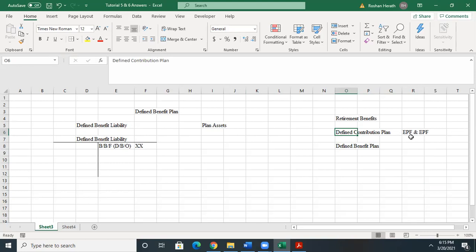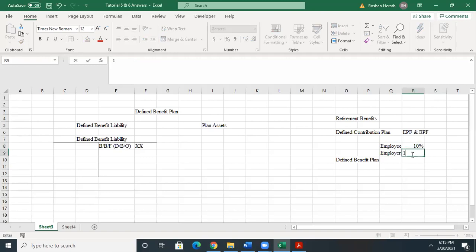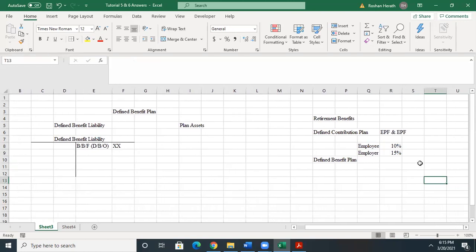When it comes to this EPF, the employee and employer contribute, right? So usually it's the contribution from the employee and the employer. Usually the employee contributes 10%, then the employer contributes 15%, right? And when you come to the ETF, the Employees' Trust Fund, it's just a contribution that is made by the employer, right? So this is the defined contribution plan, and you have extensively discussed it since your A-levels. That is also a retirement benefit arrangement.